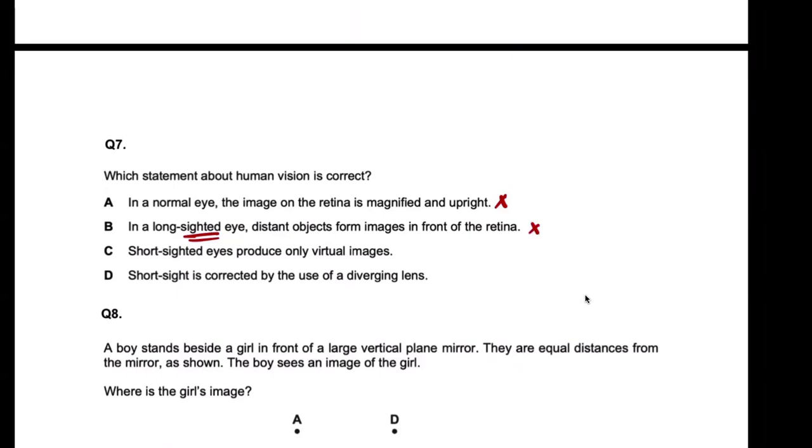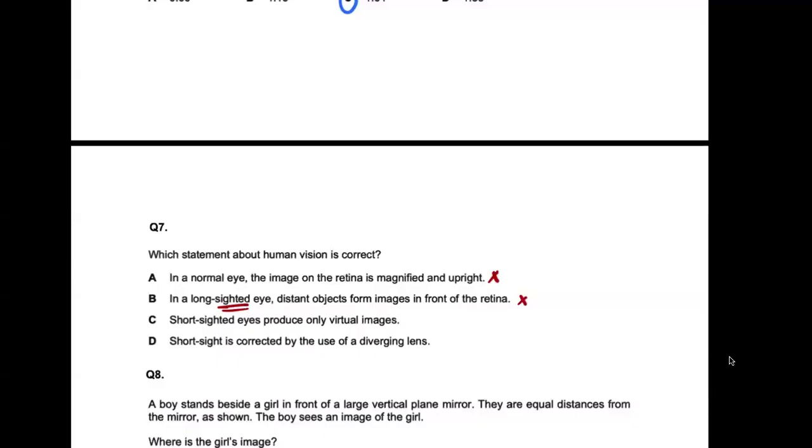Now, is this true? So this is also not true, because any sort of eye does not produce virtual images. It produces real inverted images on the retina. And even if this is not on the retina, this is still a real image. And this is corrected by the use of a diverging lens, because if this is your eye, the rays converge in a short-sighted eye here. So you need to make it converge here. So you would use a diverging lens to further diverge the rays so that they meet here. Alright, so it's this which is your answer.